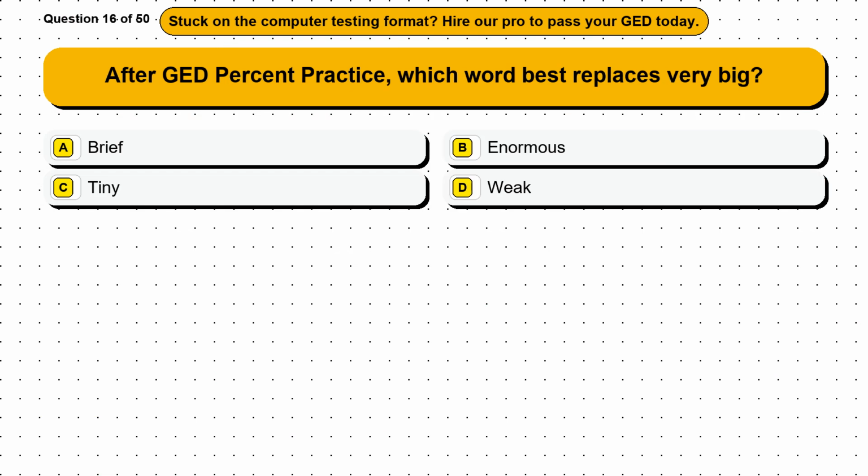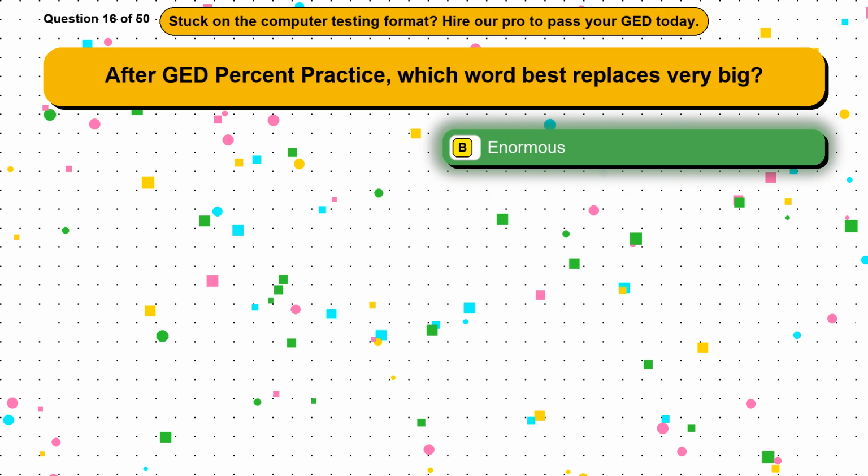Question 16. After GED Percent Practice, which word best replaces very big? Option A, brief. Option B, enormous. Option C, tiny. Option D, weak. The correct answer is option B, enormous.